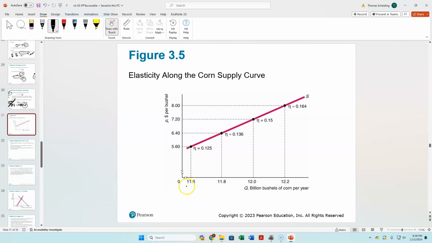And right, you could on your own, I'm not going to do it here, but on your own, you could put in those different quantities and prices and find those different elasticities. Now let's do one of them for you.